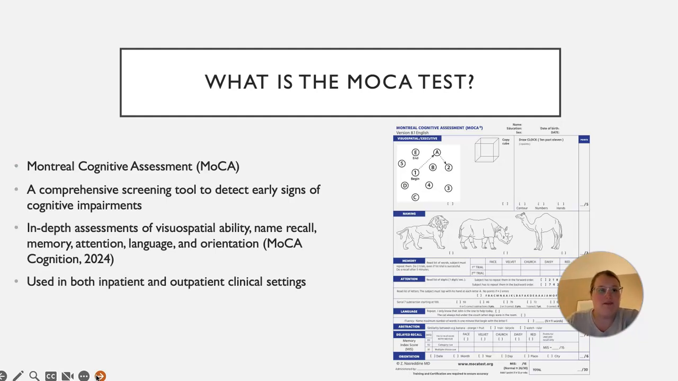at routine wellness visits. It tests different areas of the brain, such as visuospatial ability, name recalling, memory, attention, language, and orientation. This can be used in both the inpatient and outpatient clinical settings. Again, outpatient for routine physical exams, or inpatient if there is an acute change in cognitive function.